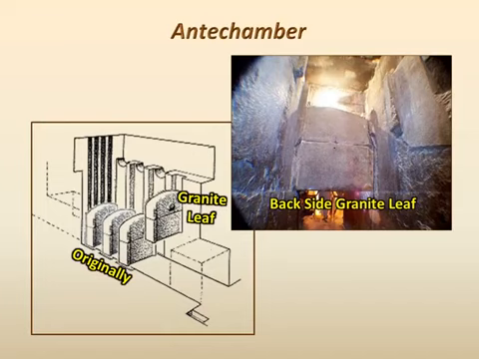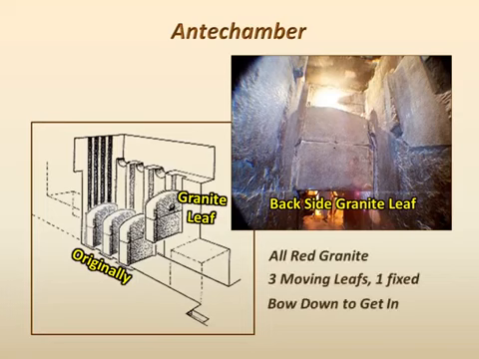And this one's kind of interesting because what's the purpose of these leaves? Well, originally the purpose was those leaves were put in place to prevent entry into the King's Chamber. But you'll notice the first one, there's no grooves. It can't go down. So what's that for? And on the right, you're seeing the backside of that granite leaf. It's actually made of 2 slabs of granite that are joined together. So all of them were made of red granite. 3 leaves moved and 1 was fixed. And you had to bow down in order to get into this chamber.